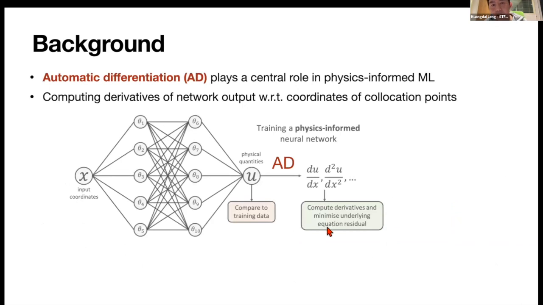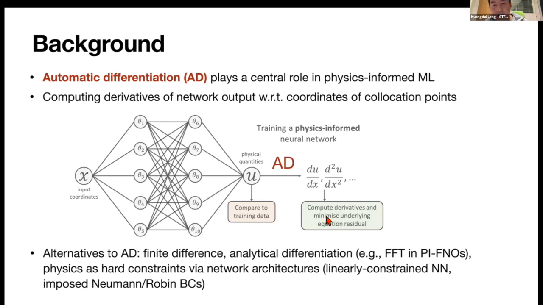So automatic differentiation is very important for physics-informed machine learning. Automatic differentiation, or AD, is used to compute the derivatives of the output of the network with respect to the coordinates, so that we get these terms and can put them into the differential equations, a PDE or SDE or IDE, all these things. But we don't always have to use automatic differentiation.